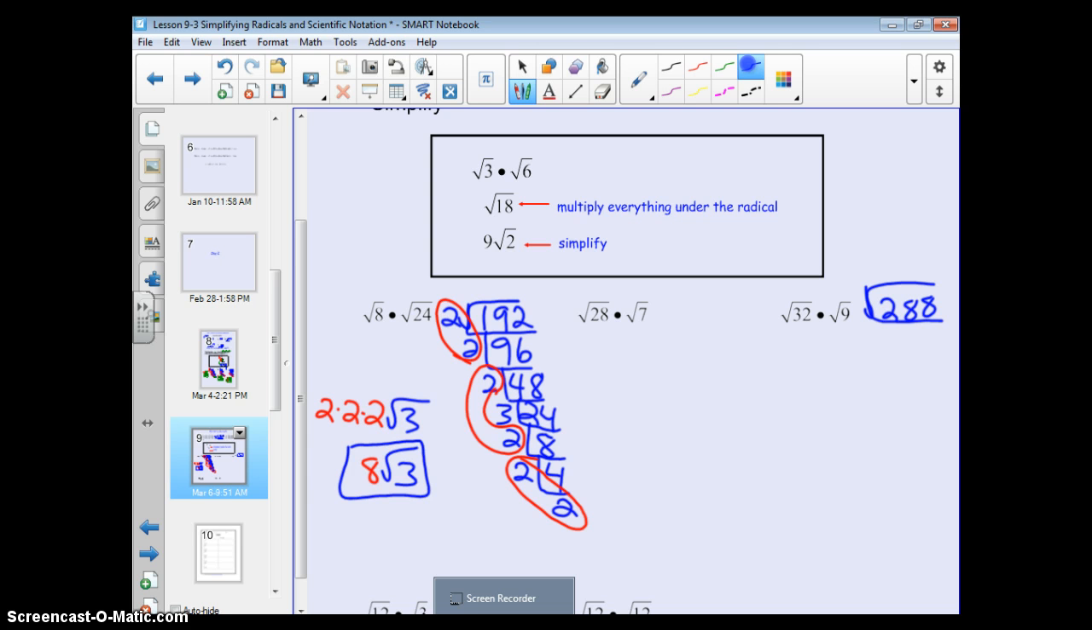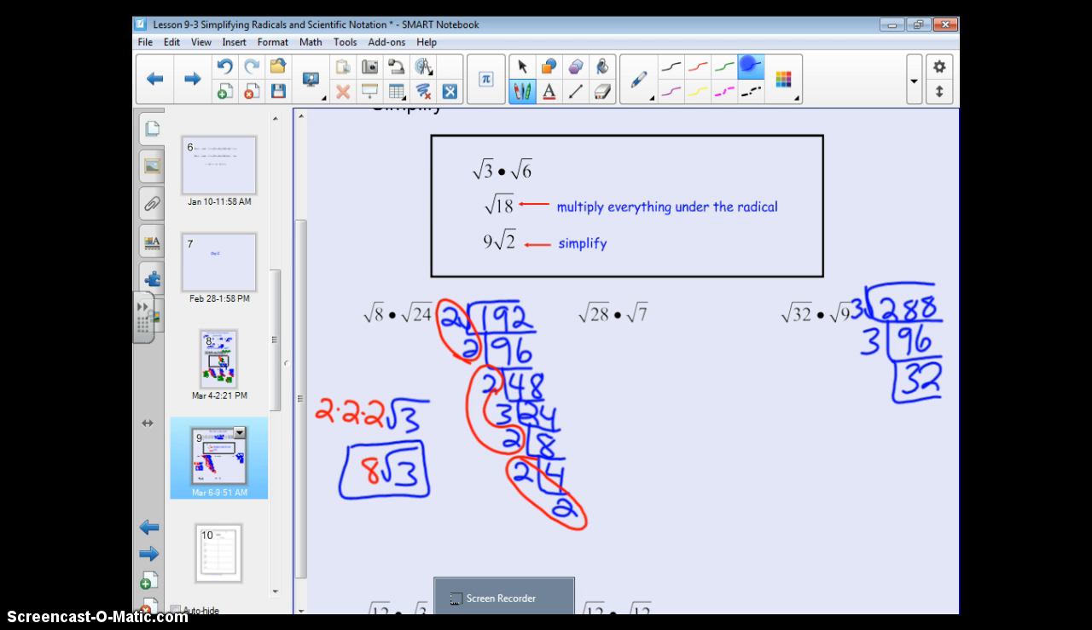288 is actually divisible by 3, so I'm going to start with that. You can divide by 2 if you want, that's perfectly fine. But the bigger the prime number you divide by, the less work you're going to have to do. So I'm going to divide by 3, and I would get 96. And 96 is also divisible by 3, so 96 divided by 3 is 32.